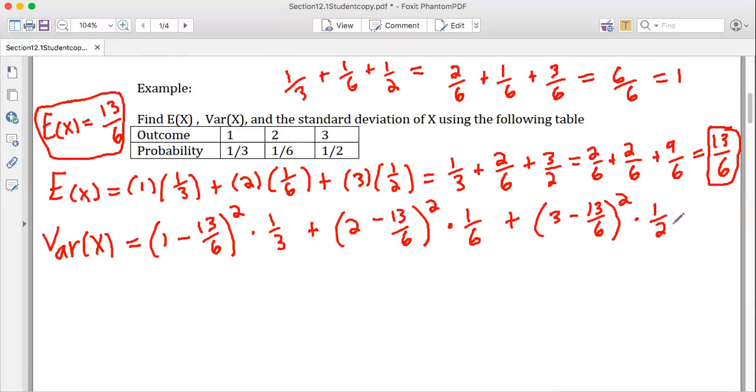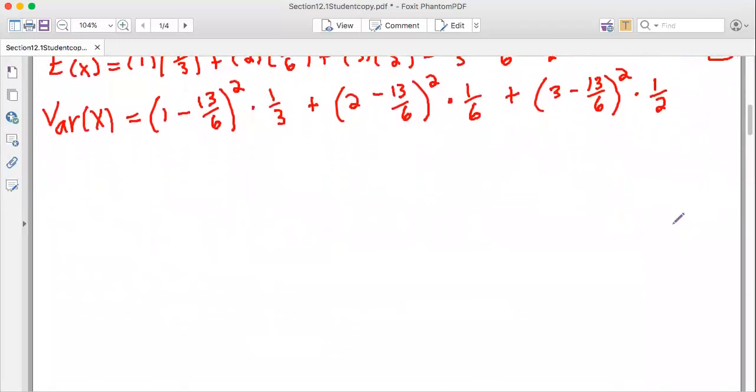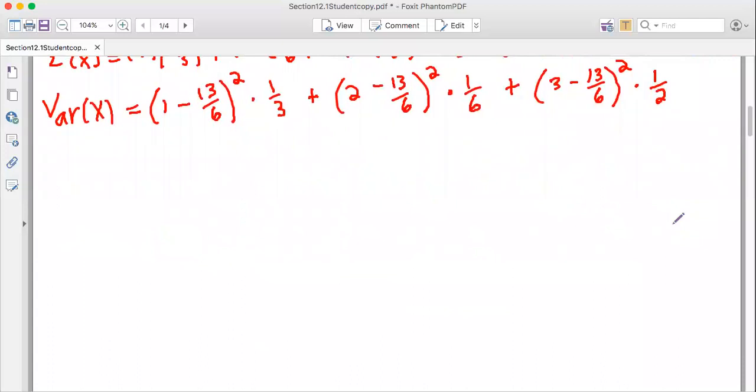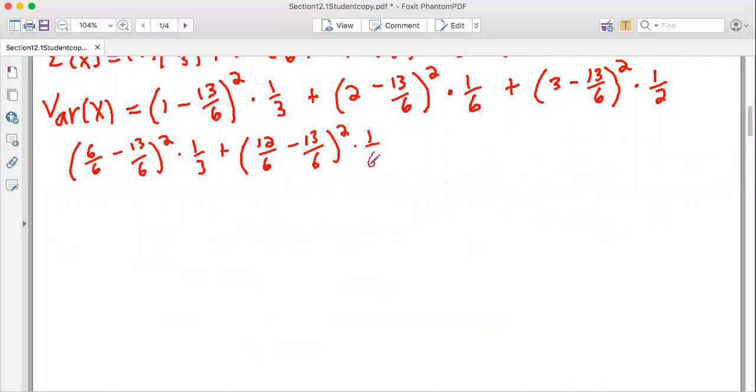Now there's a lot of arithmetic for me to do here. So what I need to do is get some common denominators, do the subtraction, do the squaring, do the multiplying, you name it. So for this first value 1, I'm going to write that as 6 over 6, minus 13 over 6, square it, multiply by 1/3. 2, with a common denominator, is 12 over 6, minus 13 over 6, square that difference and multiply by 1 over 6. And then 3 is 18 over 6 minus 13 over 6, square that difference and multiply by 1/2.